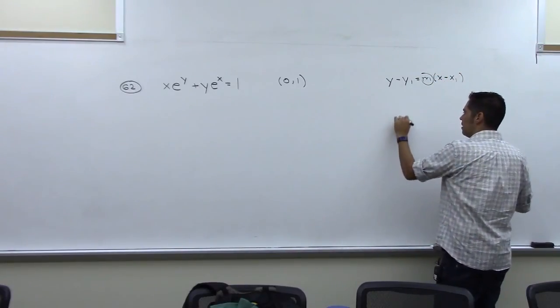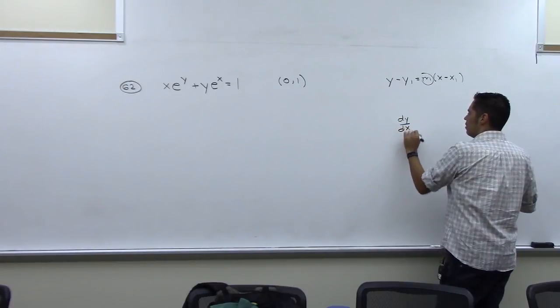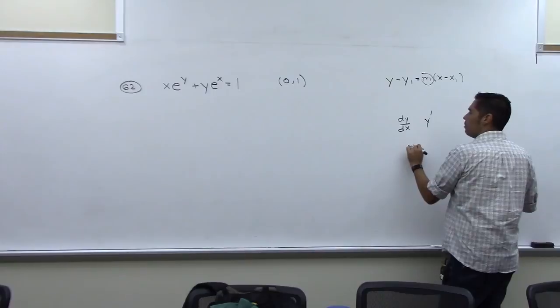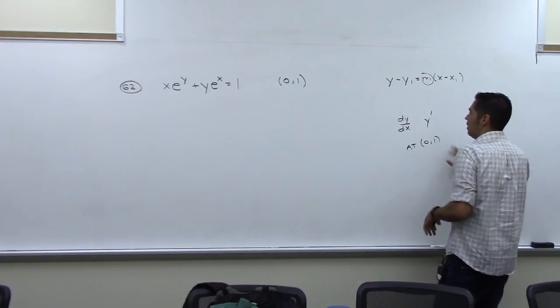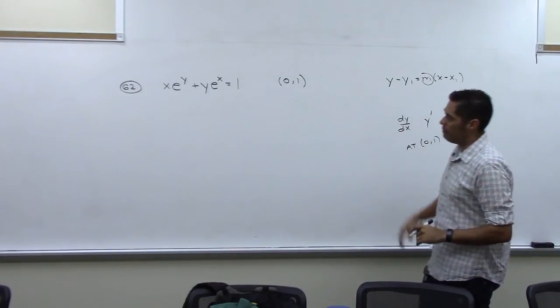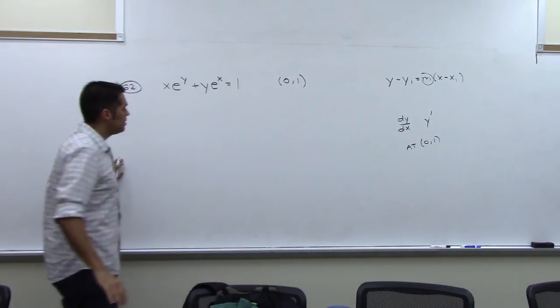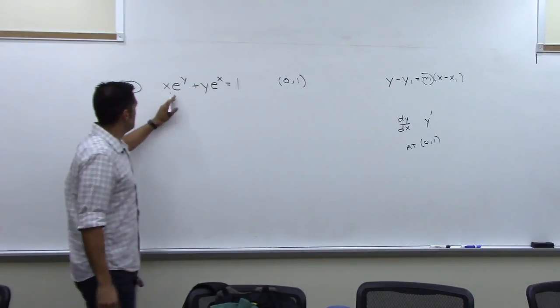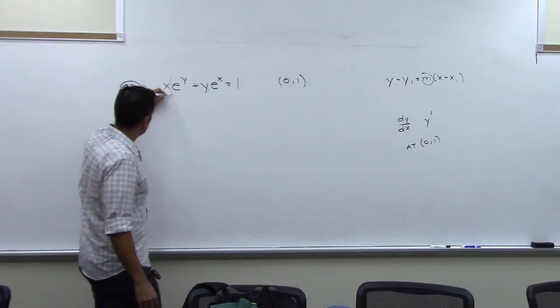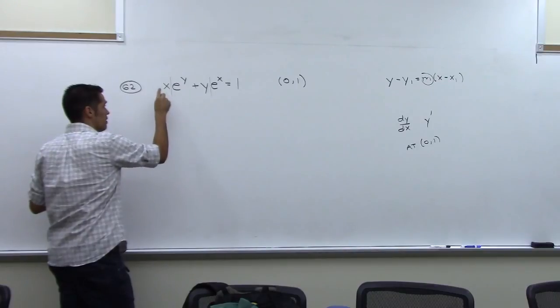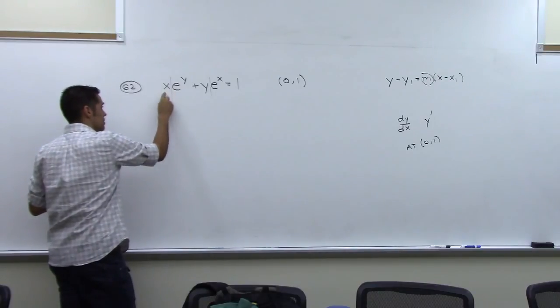M is going to be dy dx, or if you'd like, y prime, right? It's that at the point 0, 1. That's what m is. So I need to find y prime. So I have to take derivative of this implicitly on both sides. So what is the derivative of the left side? Well, that's a product rule, and that's a product rule. So let's do a quick product rule here. Derivative of this times this plus derivative of this times this.